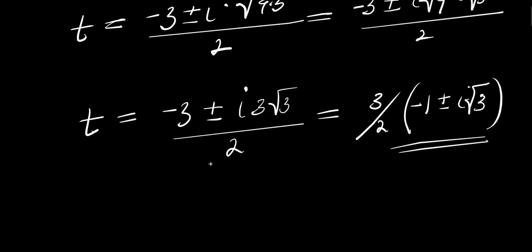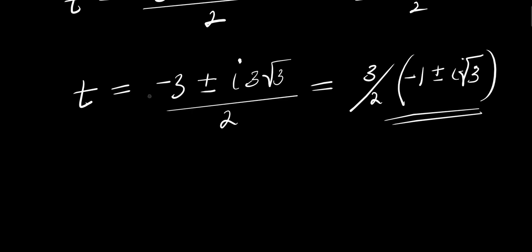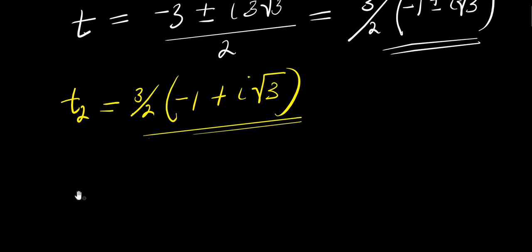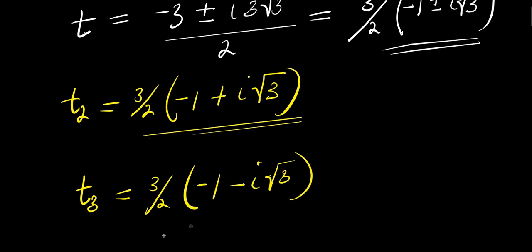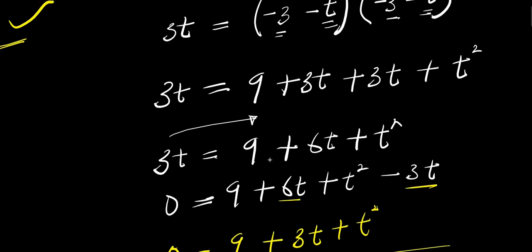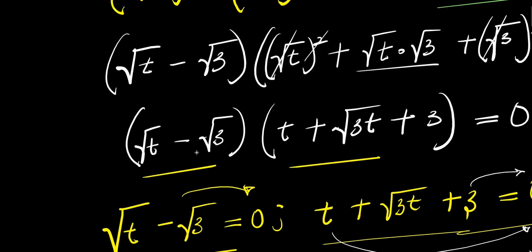So these are the two complex values for t. I can have my t2 equals 3 over 2 of negative 1 plus i root 3. I can also have my t3 equals 3 over 2 of negative 1 minus i root 3. So these are the two complex values for t, and this is the real value for t.